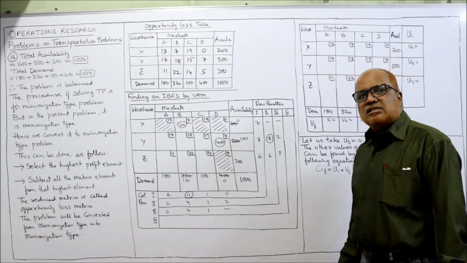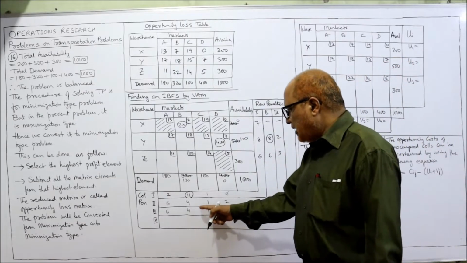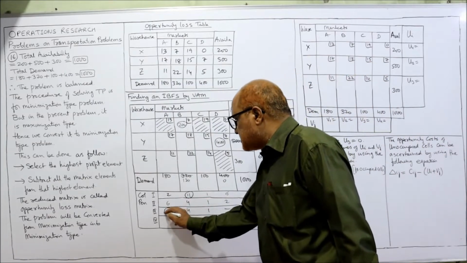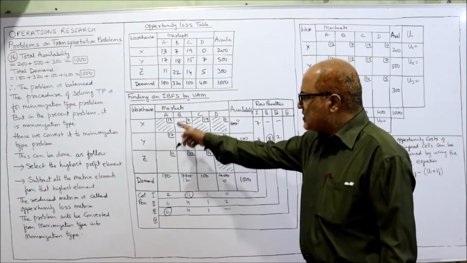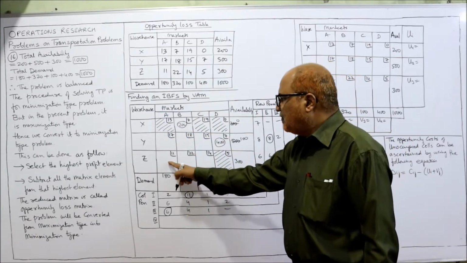Now see what is the highest penalty in the third case. Dash, 2, 3, 1, 4, 6. So 6 is the highest. Let's make it a circle, the 6. Which column? First column. What is the minimum cost here? 11. So I will fill up this cell.